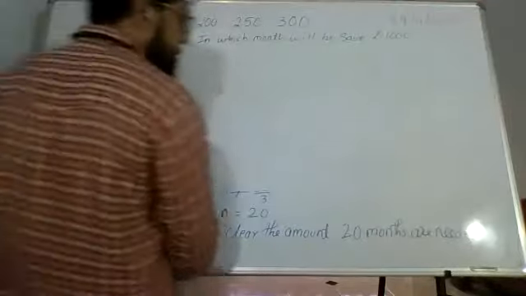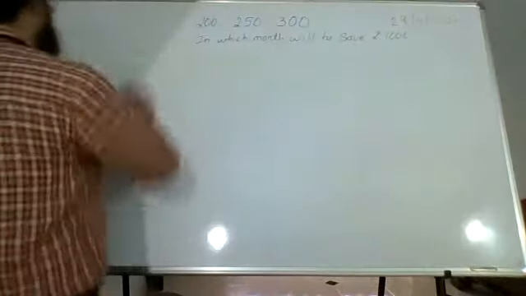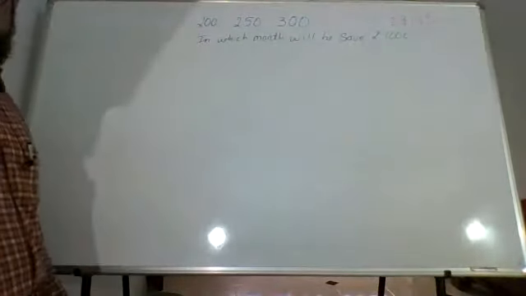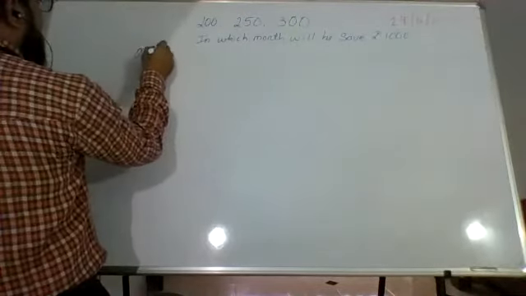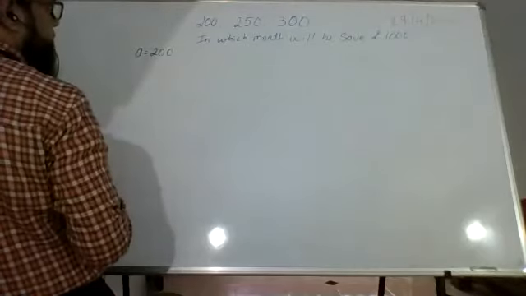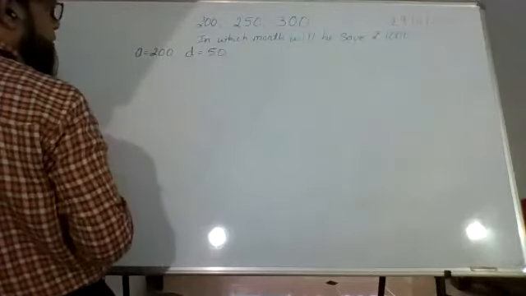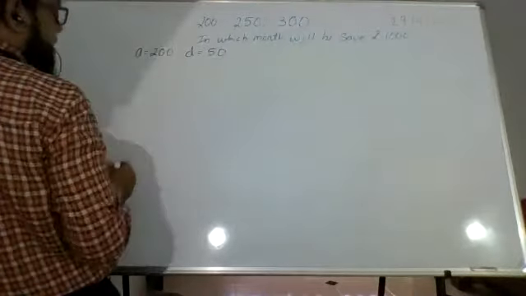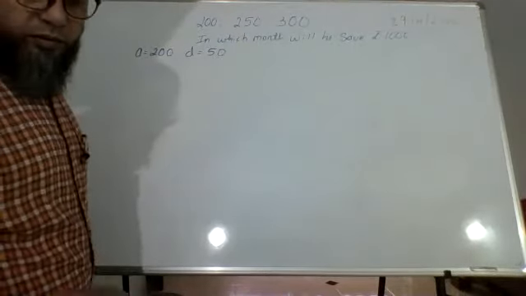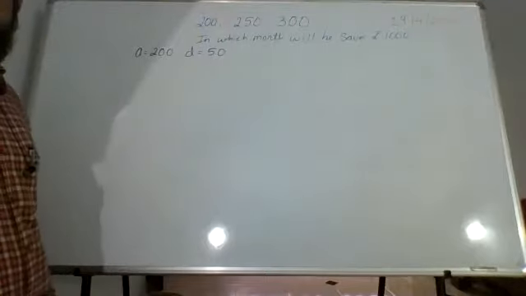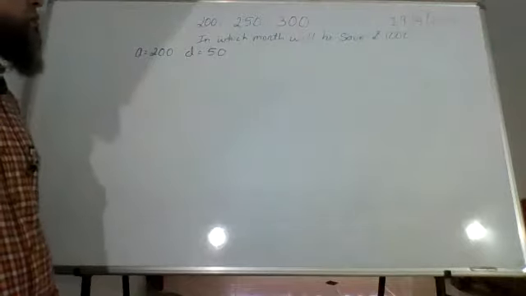Okay, identify only what is given and what is to be found out. What is given? A is given. What is A? 200. Okay, what else is given? D is 50. A is 200, D is 50. Everybody agrees? If anybody has any other opinion, please let me know. Any other thing that is given?